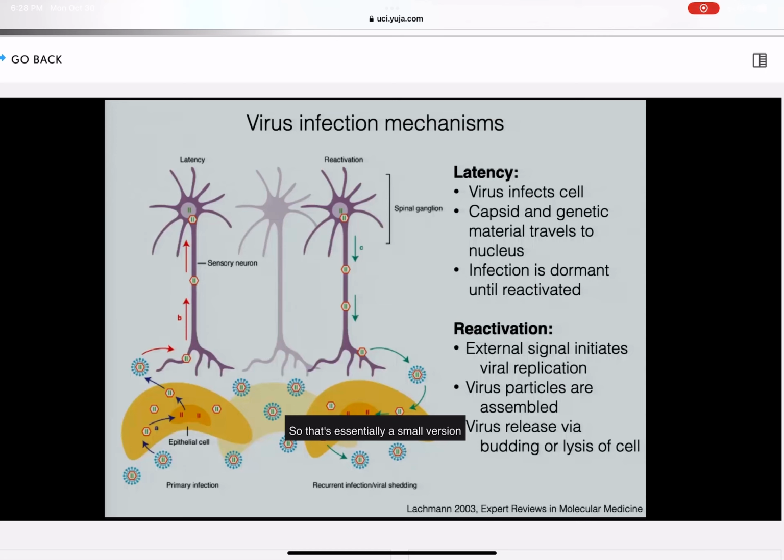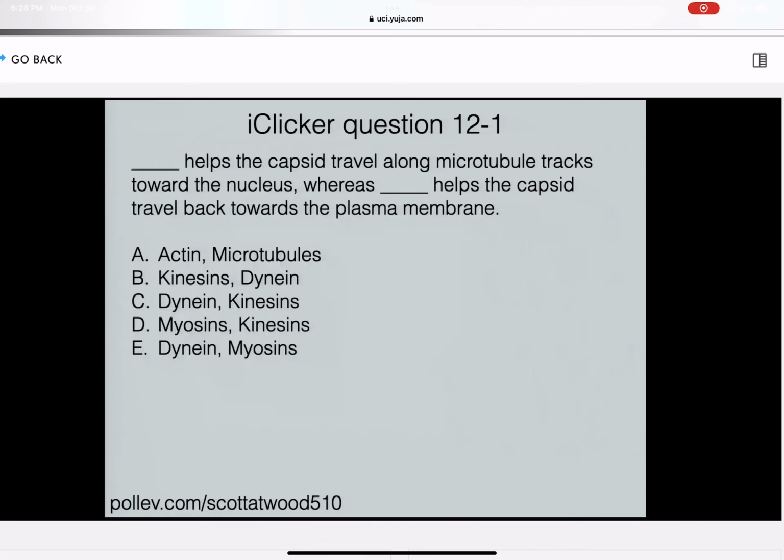All right. So that's essentially a small version of how viruses infect us and how they just stay dormant. Now here comes the first question. Blank helps the capsid travel along microtubule tracks towards the nucleus, whereas blank helps the capsid travel back towards the plasma membrane.